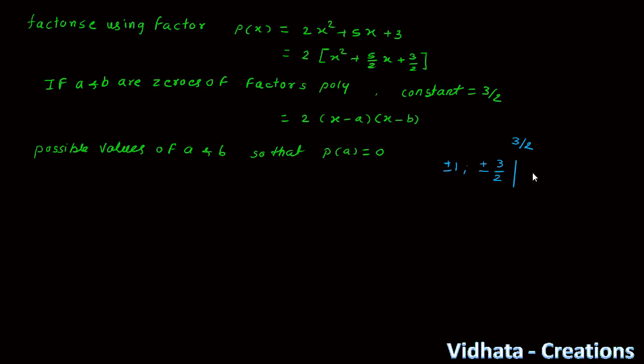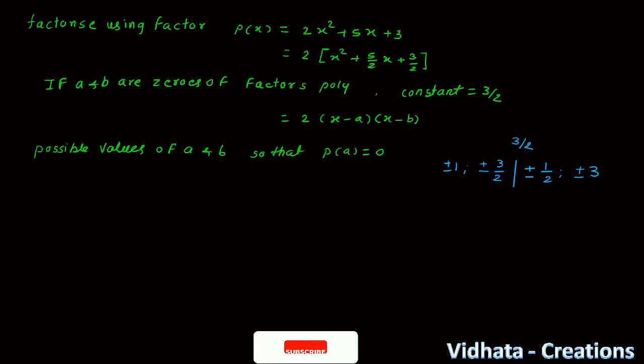Again, what other possible values can I take? If I take the value of a as plus or minus 1 by 2, then what can be the value of b? It will be plus or minus 3. So 1, 2, 3, 4, 5, 6, 7, 8 values are there that are possible, having the product 3 by 2.